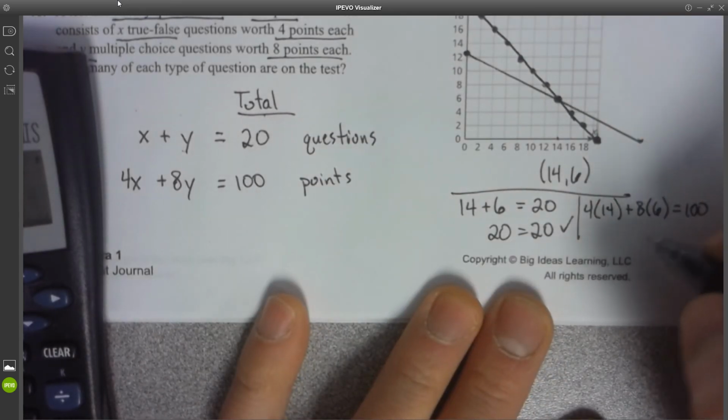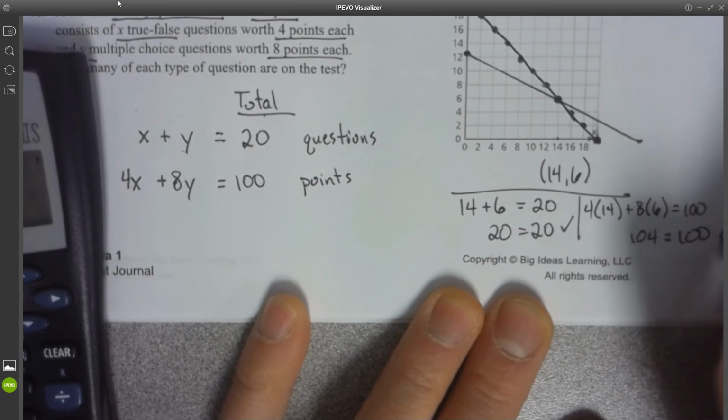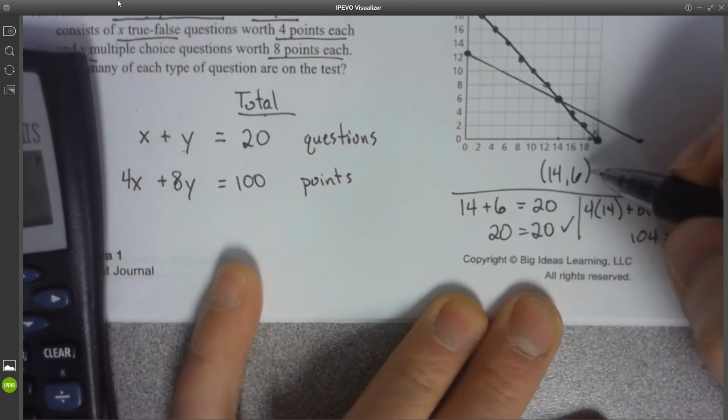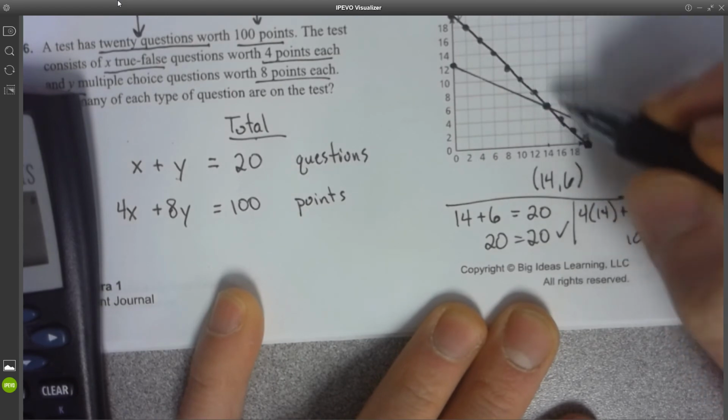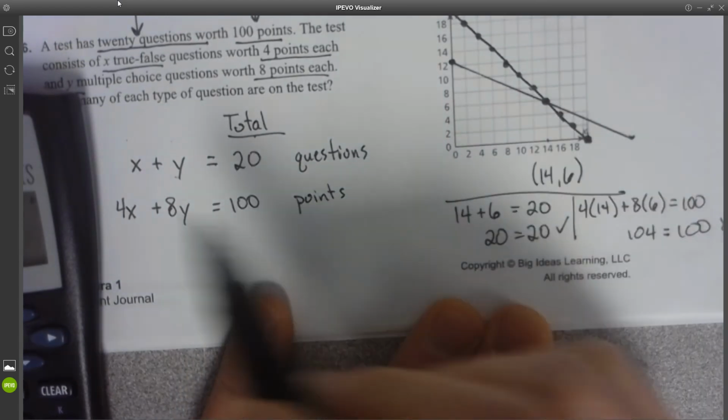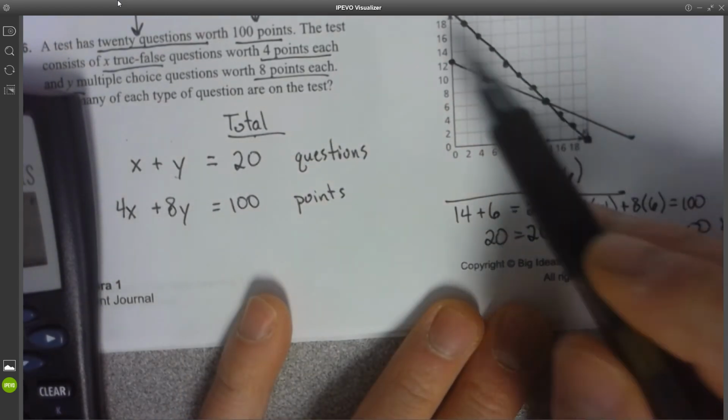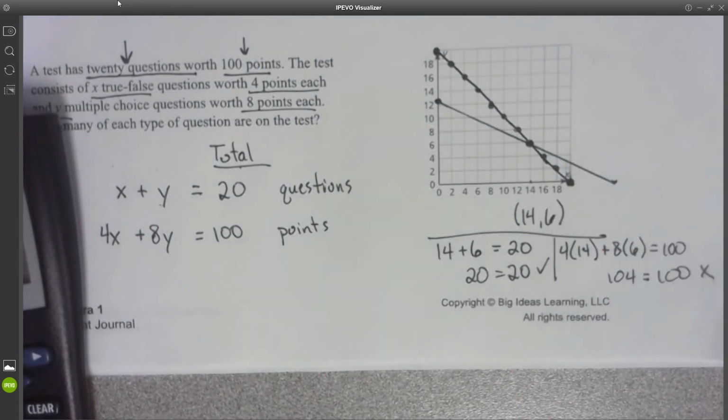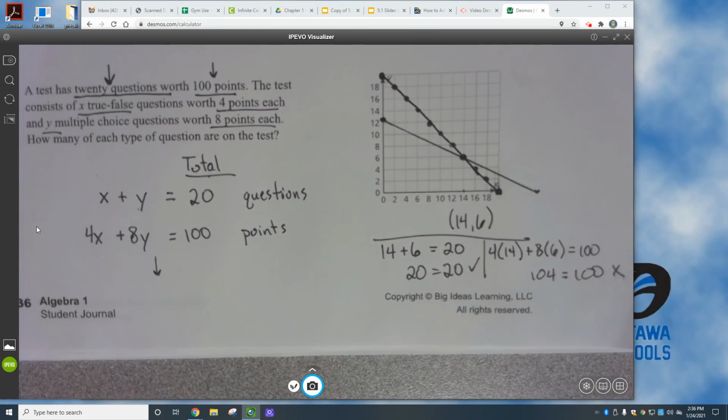So that tells me that my solution is incorrect. So that would mean that I would need to come back to my graph and maybe make the second equation a little bit more precise. So let's take a look at that.